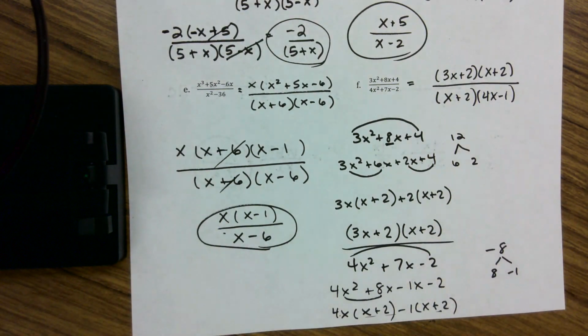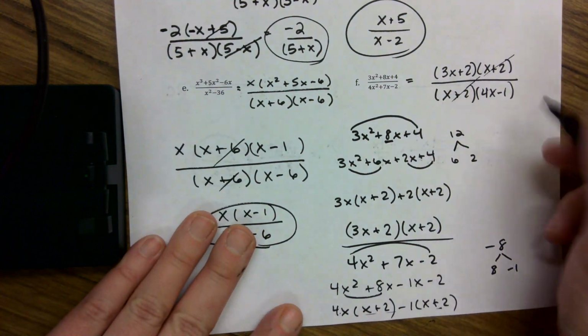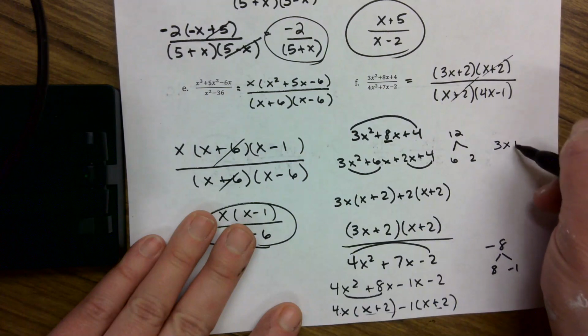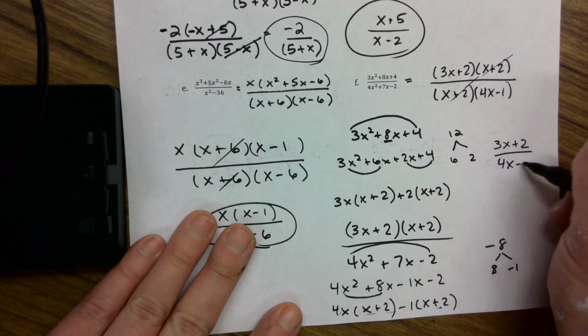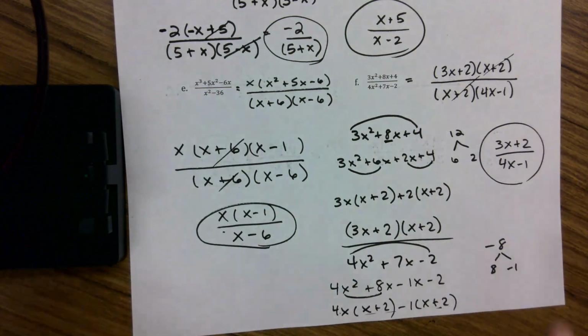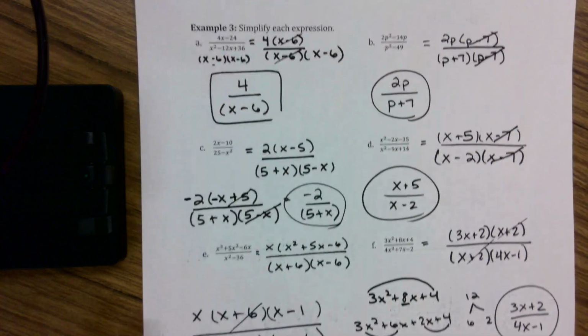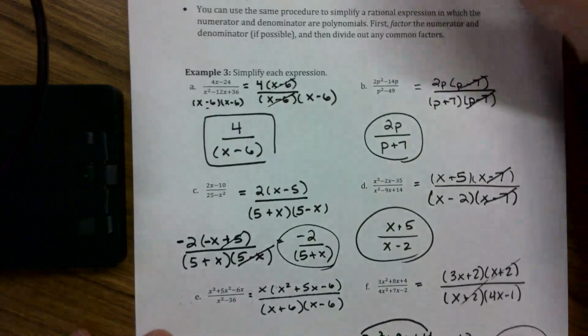I'll give you a second because that was cut off and I didn't realize it. So these will simplify, and you're going to be left with 3x plus 2 over 4x minus 1. The end. So it's incorporating all the factoring you've learned: GCFs, factoring a trinomial, and then just reducing.